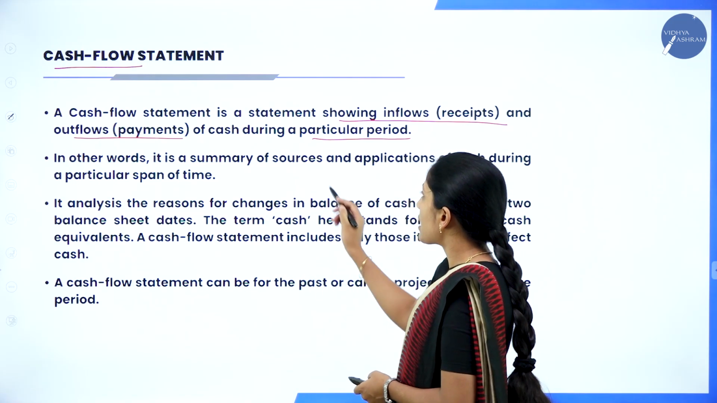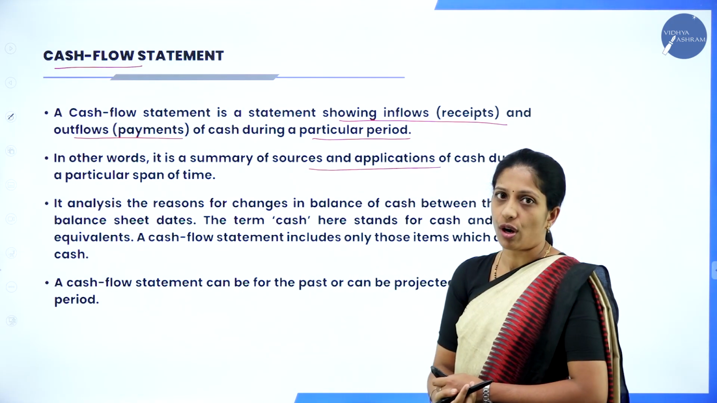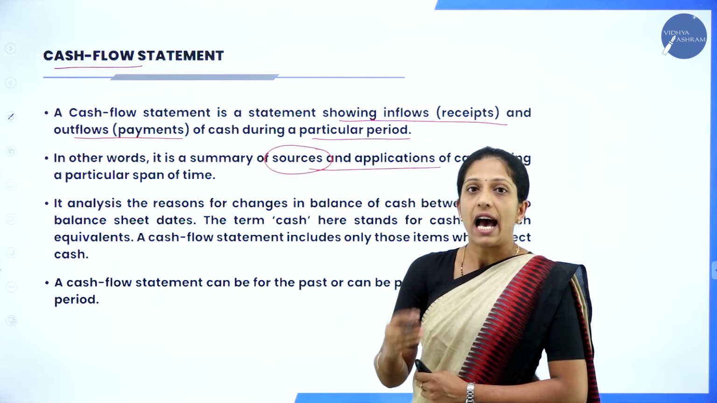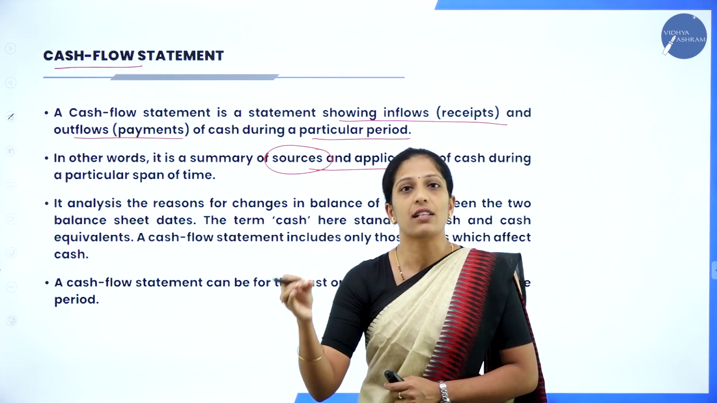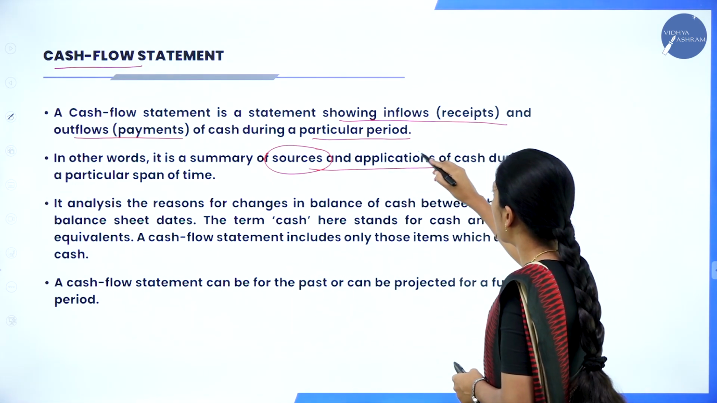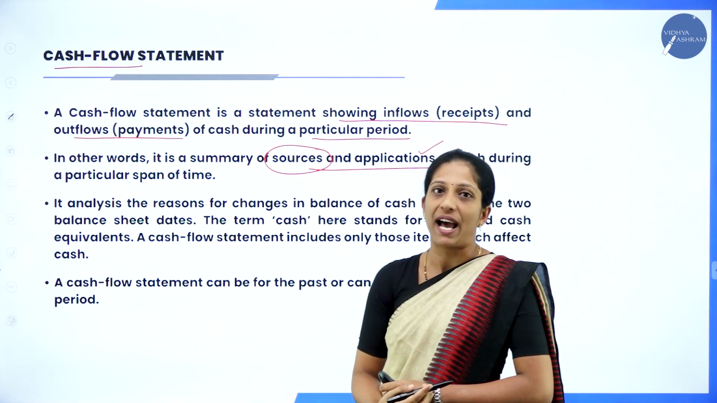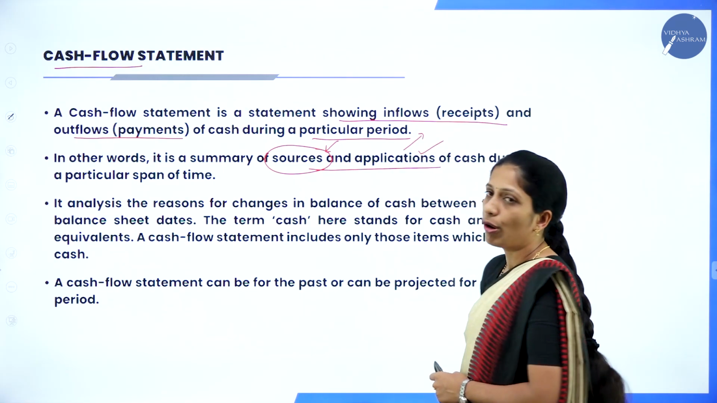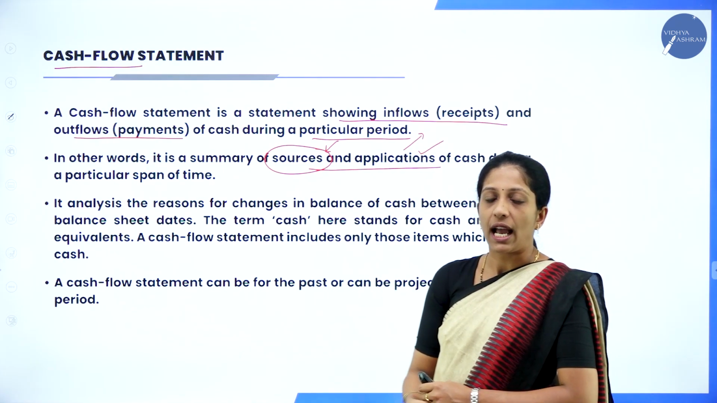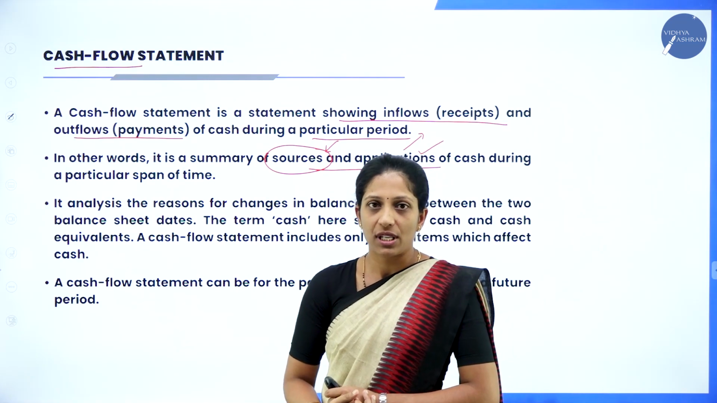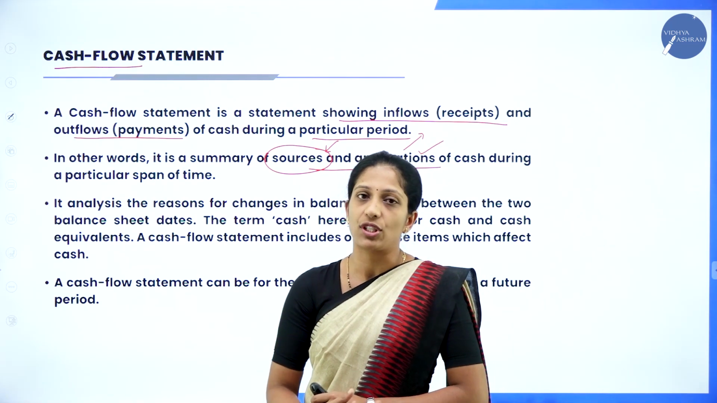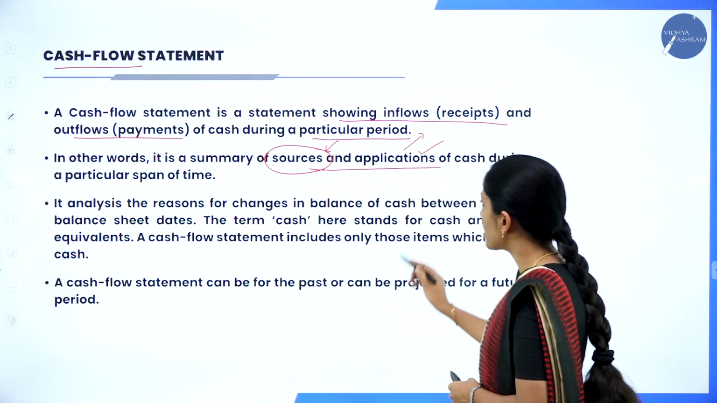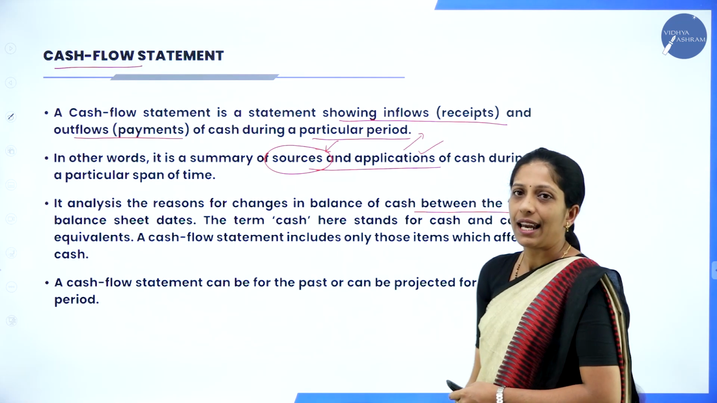In other words, it is a summary of sources and applications of cash. Sources means how we are getting the cash for the business, as well as applications, where the cash has been used. So sources and applications of cash during a particular span of time, which means that sources means cash inflow and application means cash outflow. In a particular period of time, how the cash is being used in the business, we are recording in a statement which is called what? Cash flow statement. It analyzes the reasons for changes in balance of cash between the two balance sheet dates.